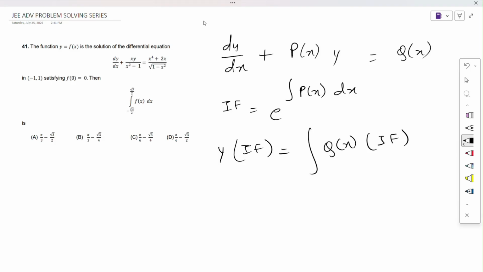Alright, let's start with the question. The function y equal to f of x is a solution of the particular differential equation in (minus 1, 1), which satisfies f of 0 equal to 0. Then we have to find the value of this integral.